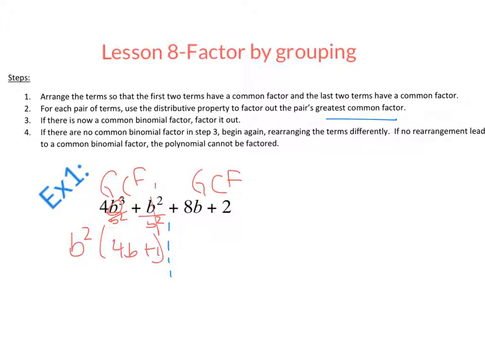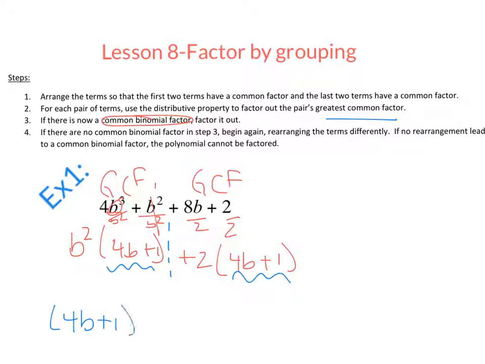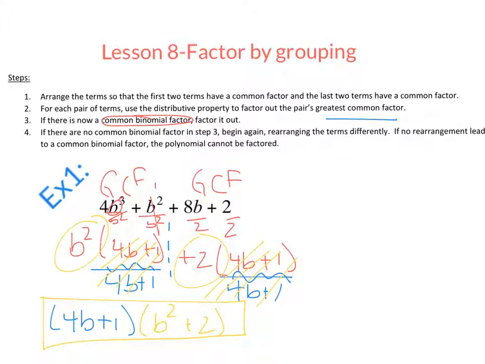On the other side, the GCF is 2. So if I pull out a 2, a positive 2, I'd be left with 4b plus 1. Now, the next step, you should see a common binomial, and we do. It's right here. It's 4b plus 1. So I'm going to pull out that 4b plus 1. And while I do that, I'm going to divide each side by 4b plus 1, allowing the 4b plus 1s to cancel. Whatever's left over is going to be left in its own separate binomial expression. So this is your factor by grouping.